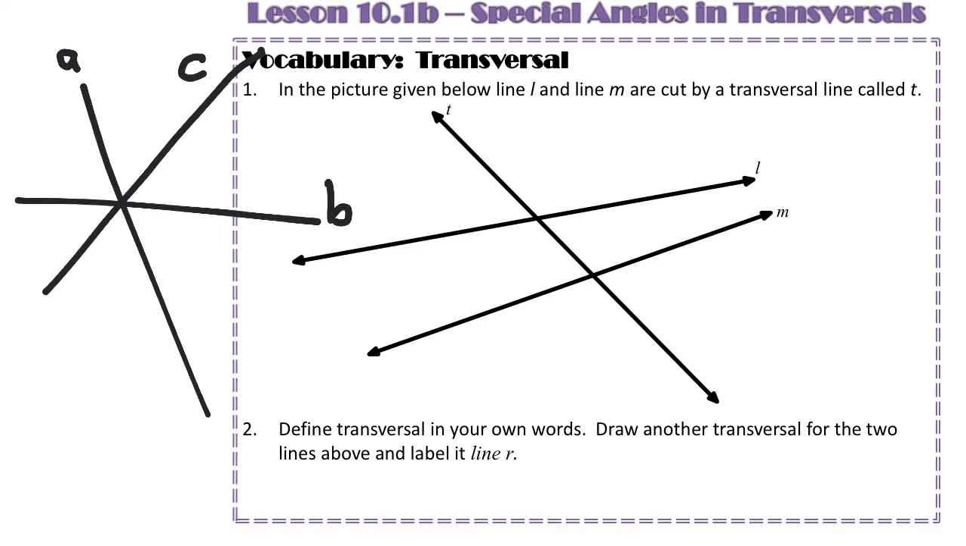Well, you couldn't say that any of these are transversals because it's going through the other 2 lines at the same point right there. It's got to go through the 2 lines at different points, like we see with this example that was given with lines L and M, T, the transversal. It's going through L and M through 2 different points. It can't go through them at the same point.